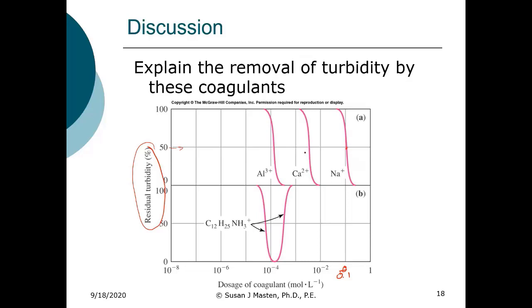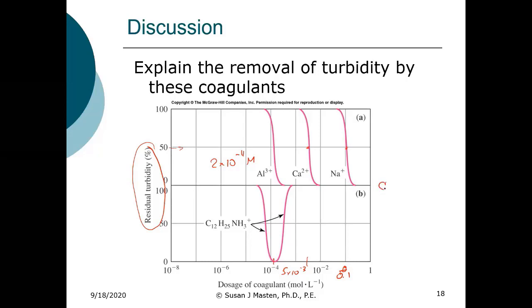For calcium here, we're right in this range, so we're talking about maybe 5 times 10 to the minus 3 molar. And then for aluminum, we're right in this range here, so maybe about 2 times 10 to the minus 4 molar. So you can see we need much less aluminum than we did calcium and then sodium.